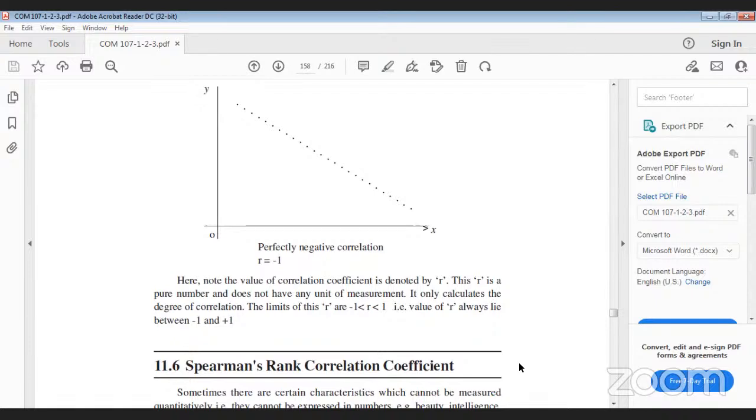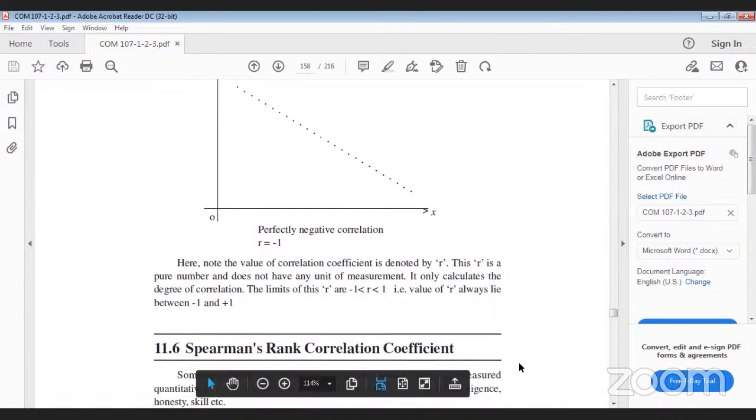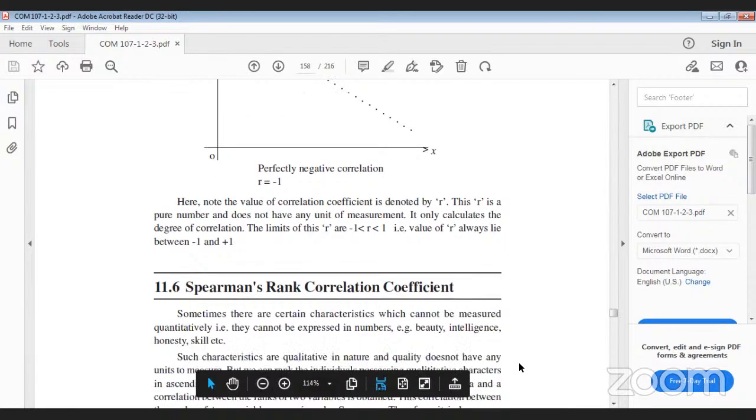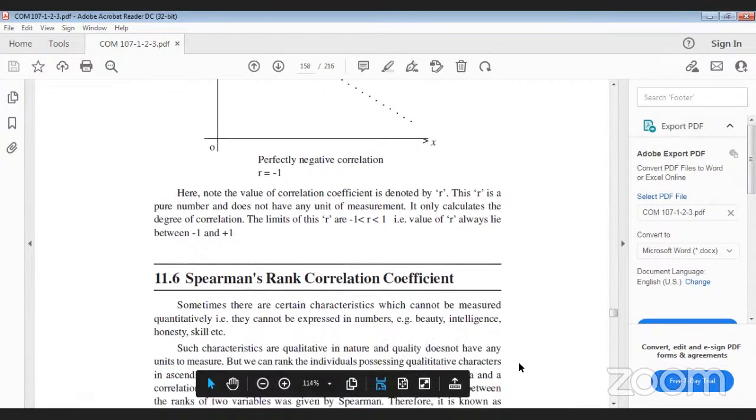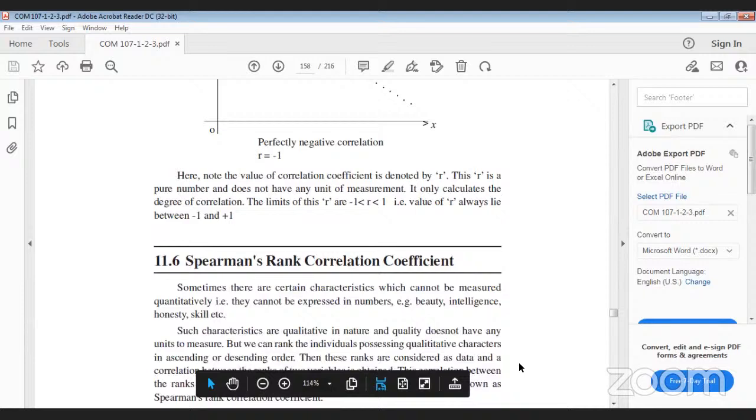Next is Spearman's rank correlation. Sometimes there are certain characteristics which cannot be measured quantitatively.